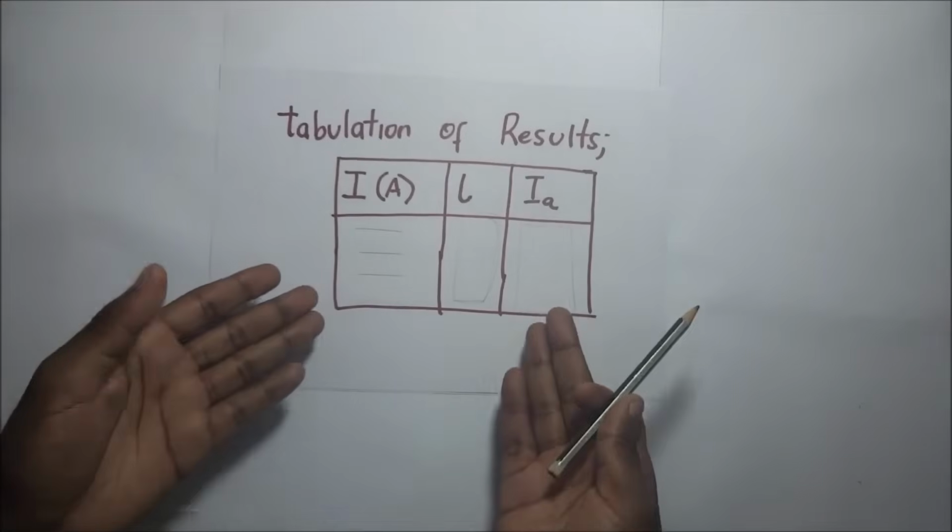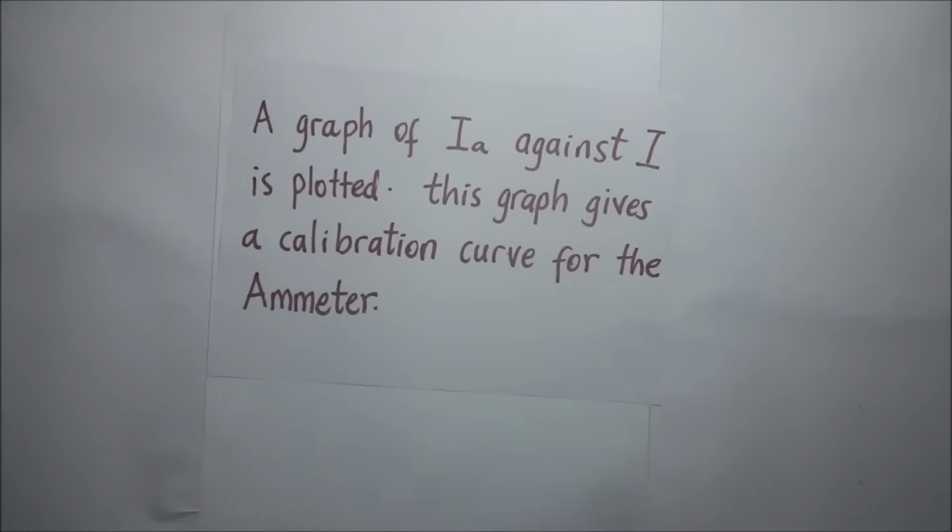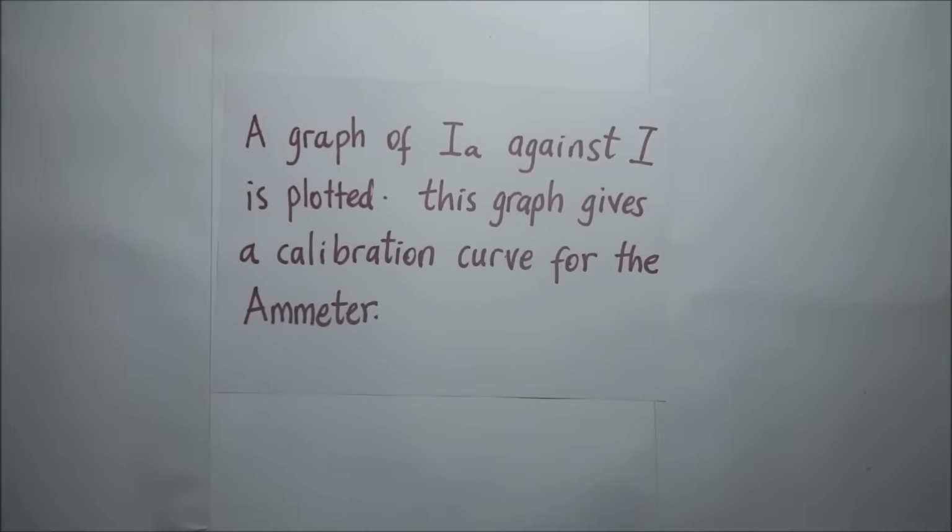So after tabulating our results, we draw a graph of IA against I. And the graph of IA against I gives us the calibration curve for the ammeter. And that's how we calibrate an ammeter using a potentiometer.